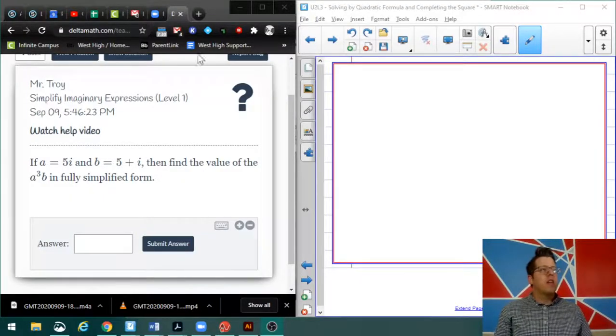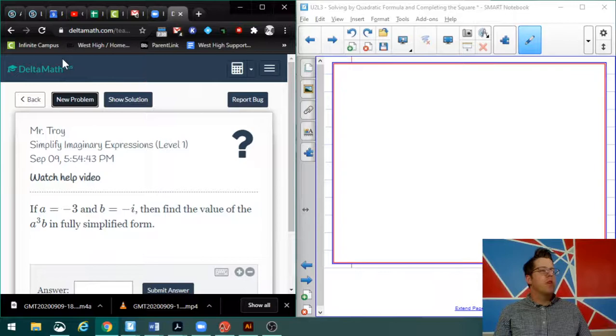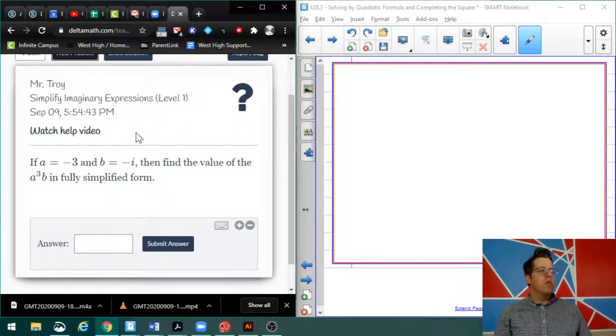Alright, today I'm looking at some problems with operations on imaginary numbers, just to get practice working with them. So here we go. Oh, hey, that one's not bad.